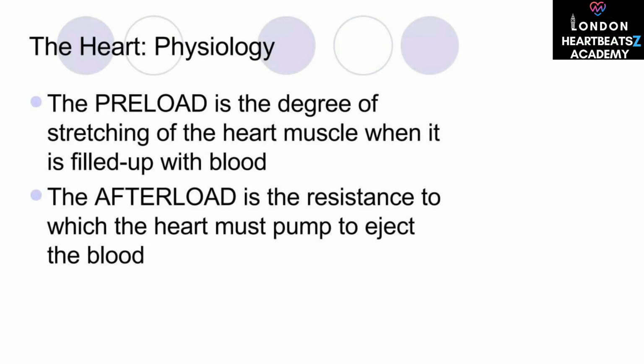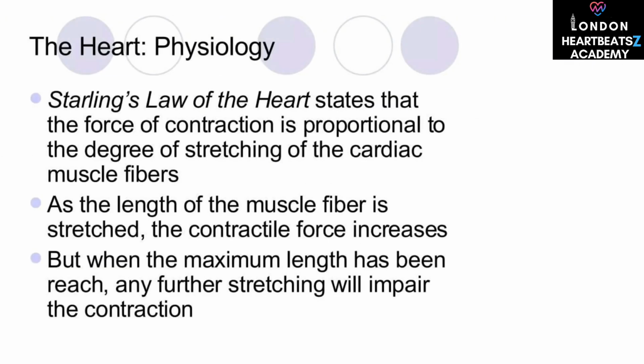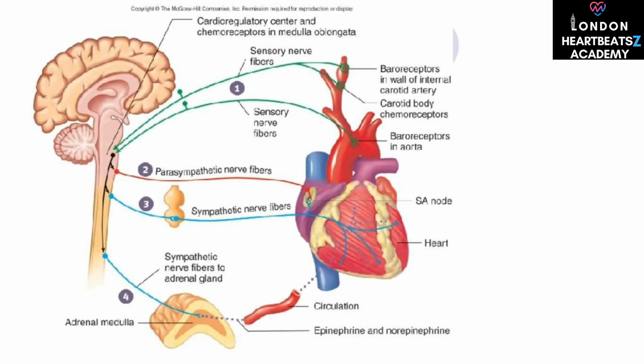Preload is the degree of stretching of the heart muscle when filled with blood. Afterload is the resistance the heart must overcome to eject blood. Starling's law of the heart states that contraction force is proportional to the stretching of cardiac muscle fibers. However, excessive stretching impairs contraction. This illustration details the cardioregulatory center in the brain and the role of sensory, parasympathetic, and sympathetic nerve fibers in regulating heart function and circulation.